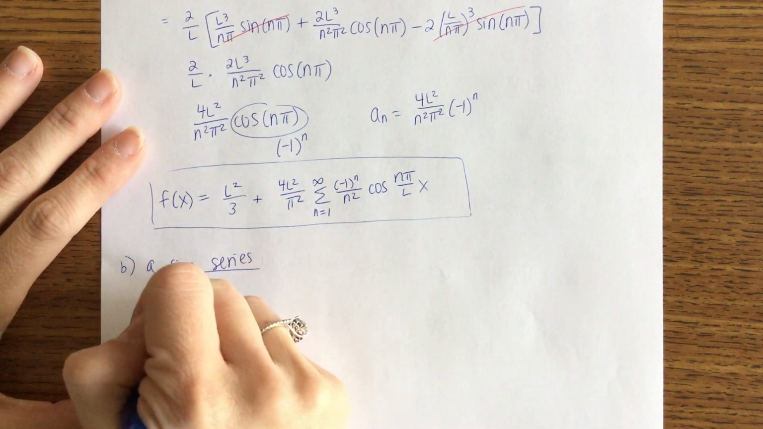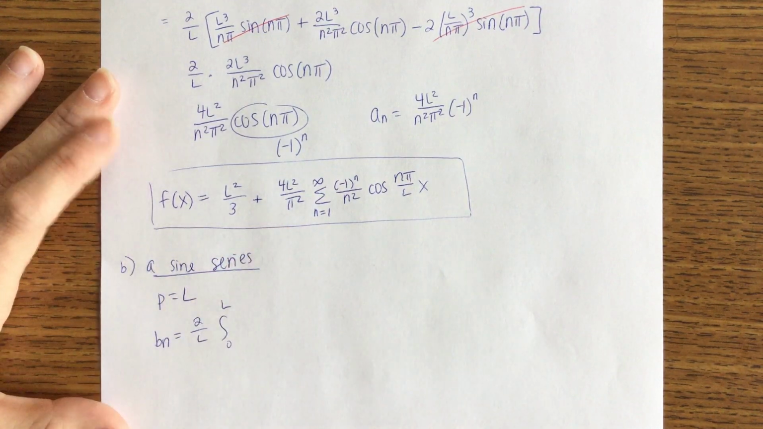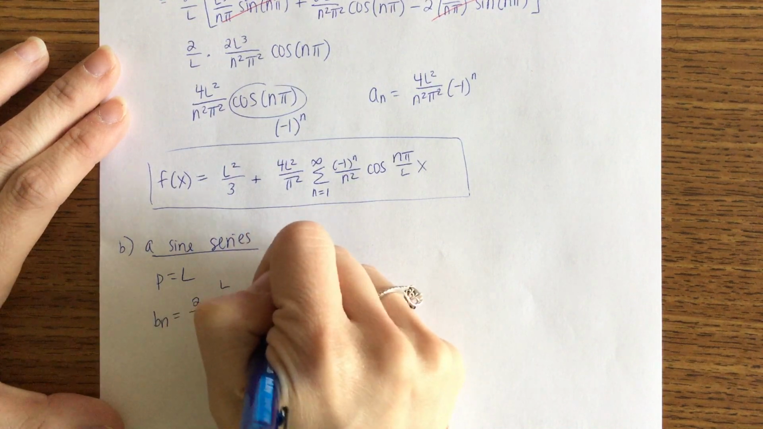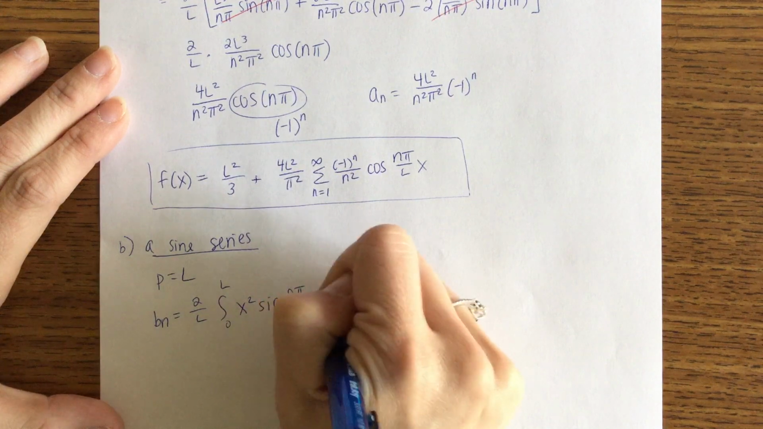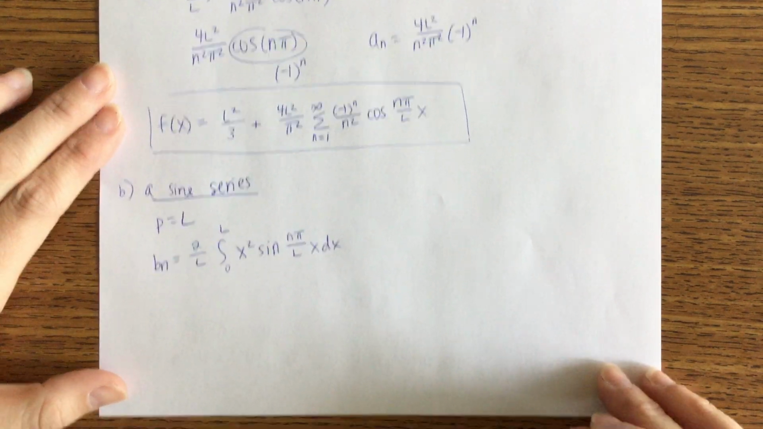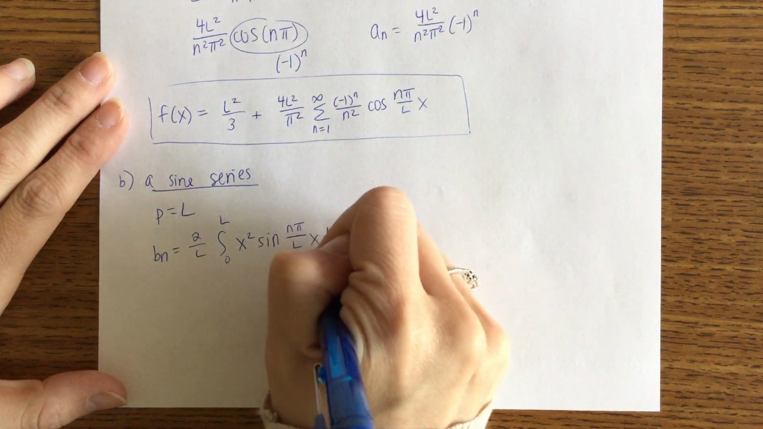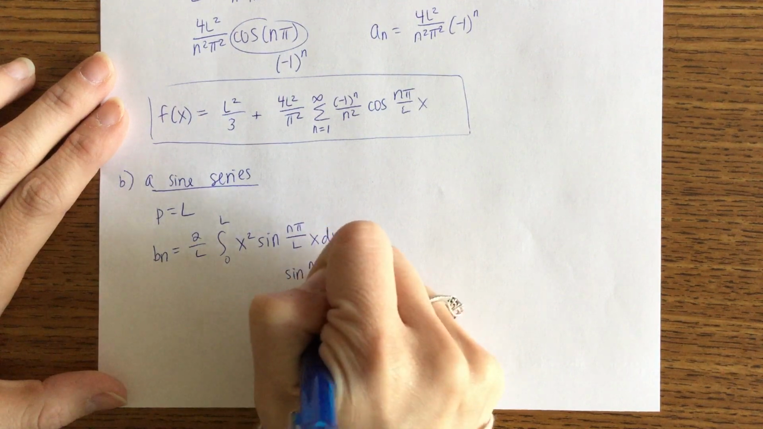Okay, so if P is L, our B of n then is going to be 2 over L, integral from 0 to L, of f of x, so x squared, sine of n pi over P, which in this case is L, x dx. Okay, this one's going to be a little more tedious. Again, we're going to have to do tabular. So this will be sine of n pi over Lx, negative L over n pi cosine of L.